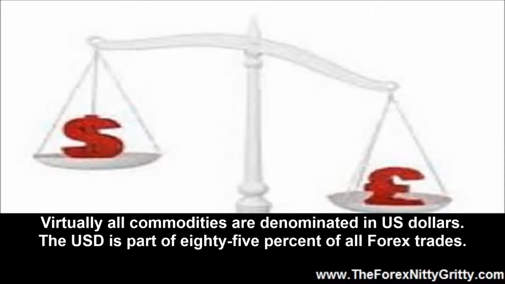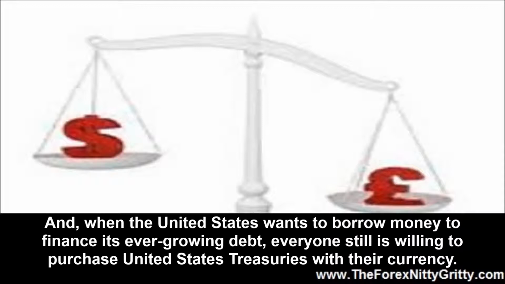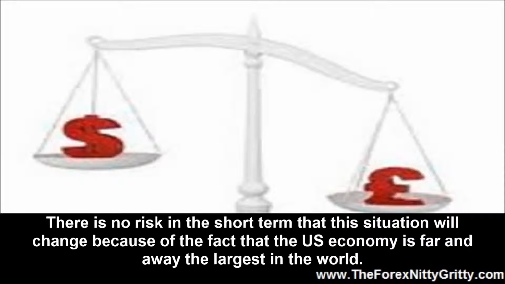Virtually all commodities are denominated in US dollars. The US dollar is part of 85% of all Forex trades. Many foreign contracts are written in US dollars, even though the US dollar is not the home currency of either party. And when the United States wants to borrow money to finance its ever-growing debt, everyone still is willing to purchase United States Treasuries with their currency. There is no risk in the short term that this situation will change because of the fact that the U.S. economy is far and away the largest in the world.